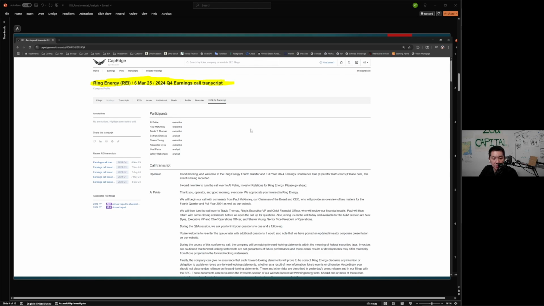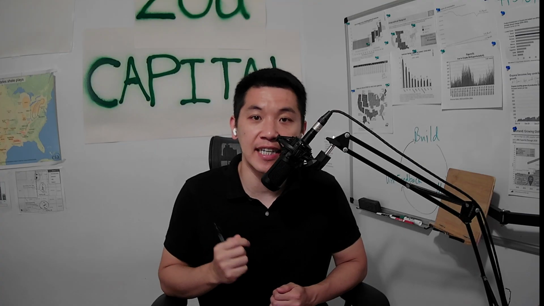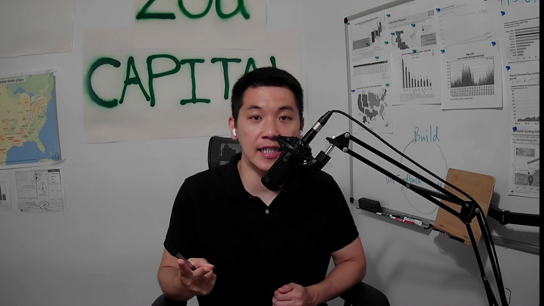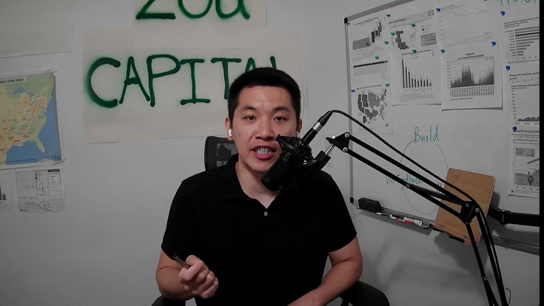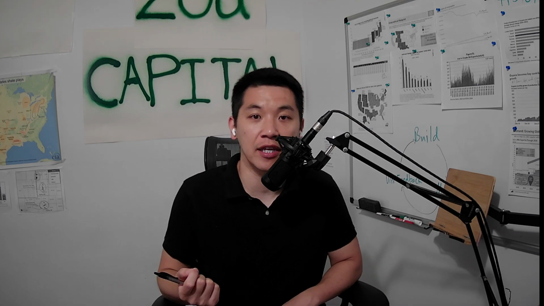Sometimes the company will have these transcripts on their website's investor relations, but when they don't, you can get them from other websites. I personally like to use this website called capedge.com. If you go through these three things, the slides, the SEC filings, and the conference call transcripts, you already know more about the company than 95% of the investors out there.